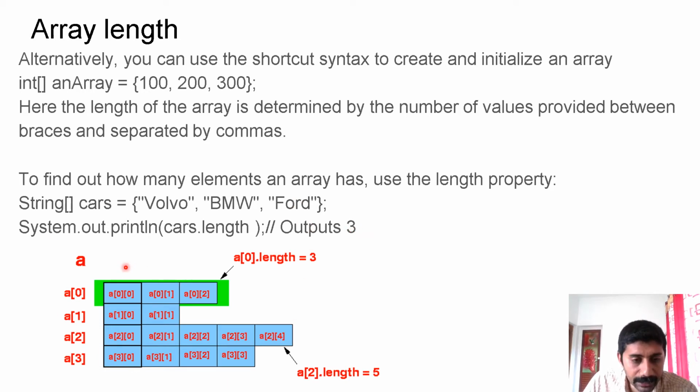This is a kind of jagged array where the number of columns for each row is different. So if I print a of 0 dot length, I will get the length of the first row. A of 1 dot length, I will get 2. A of 2 dot length, I will get 5. In this way you can get the number of elements present in an array.